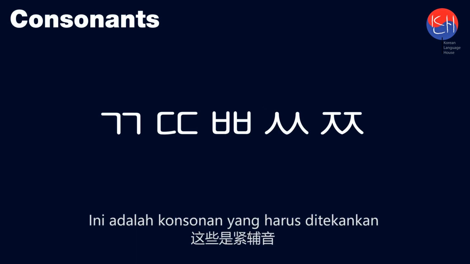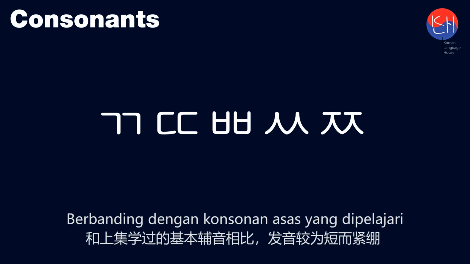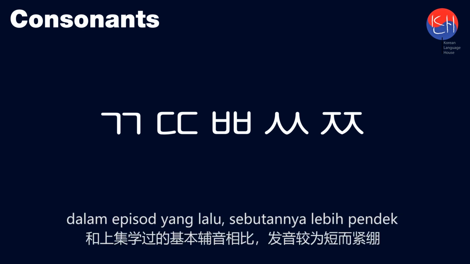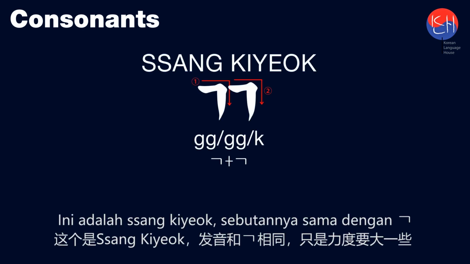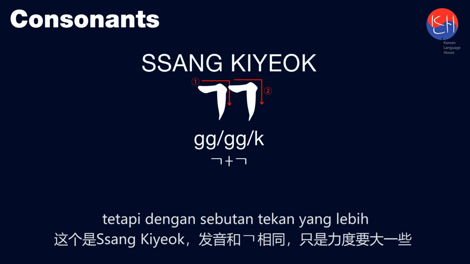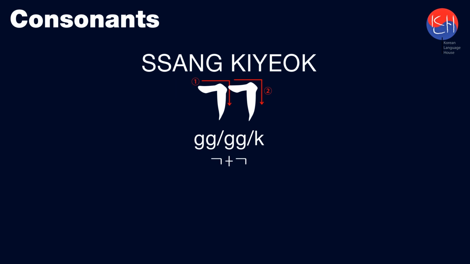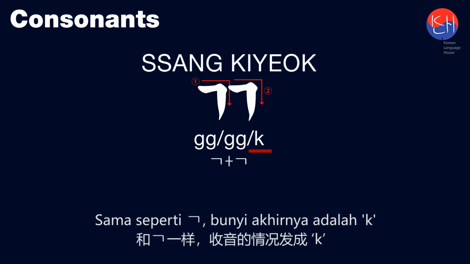These are the stressed consonants. They're shorter, tenser variants of the basic consonants you've learned in part 1. As you can see, they're basically made up of two of the same consonants. This one is called sang-kiok. It's the stressed version of kiok. Ka, ga. Like kiok, it takes on the k sound when it's an ending consonant.